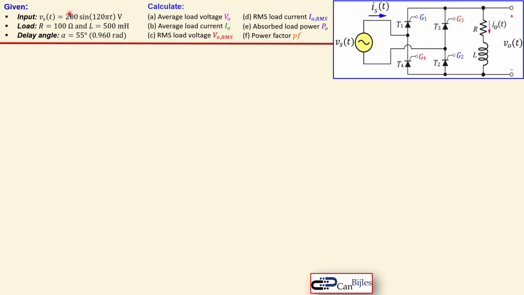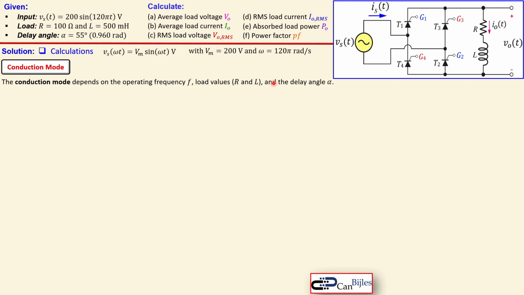Okay, let's go first to the calculations for this example. Again, I represent our input voltage using the ωt domain instead of t, so that will be more handy. Here Vm is the amplitude of our source voltage, 200 volts, and ω is our radian frequency, 120π radians per second. Let's first discuss the conduction mode for this circuit. The conduction mode depends on our operating frequency, the values of our load, in this case the resistor and the inductor, and the delay angle we have chosen here.